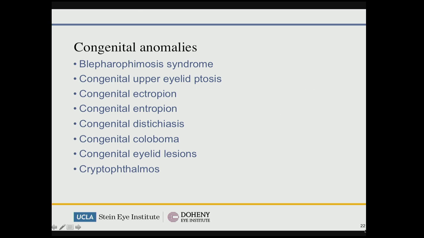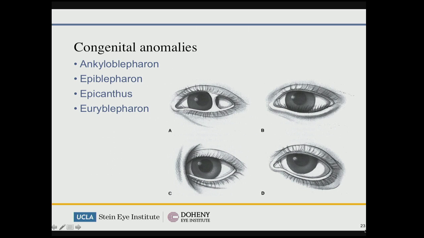So to review some eyelid disorders, starting with congenital anomalies, there's blepharophimosis syndrome, which we'll talk a little bit more about, and then congenital forms of ptosis, ectropion, entropion, distichiasis, coloboma, congenital eyelid lesions, and cryptophthalmos. So among the congenital anomalies, ankyloblepharon is closure of the eyelids, either partial or complete, by these webs of skin.